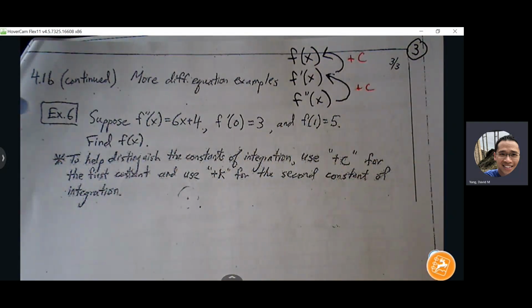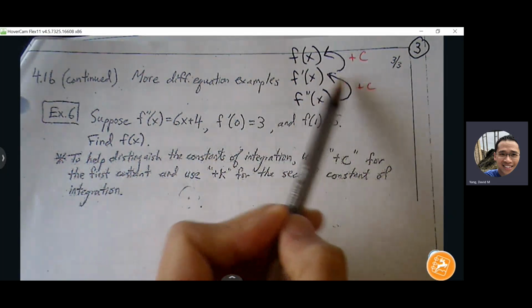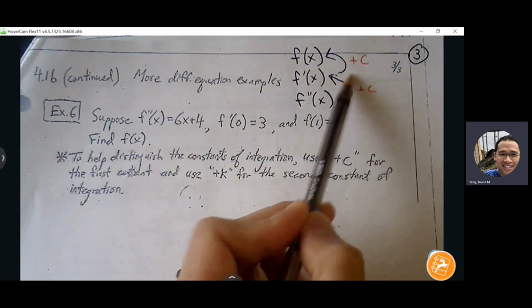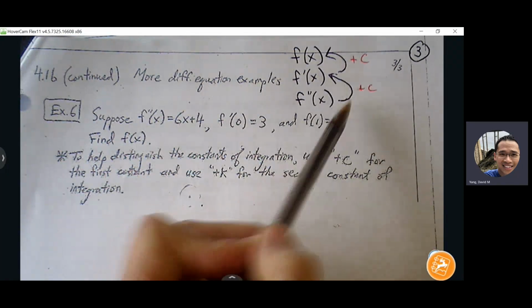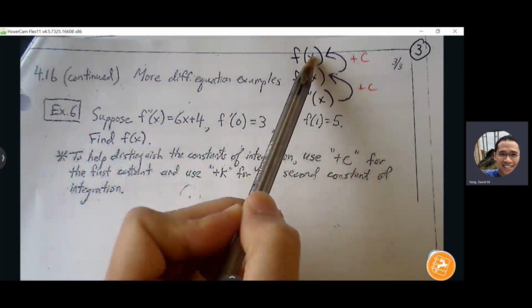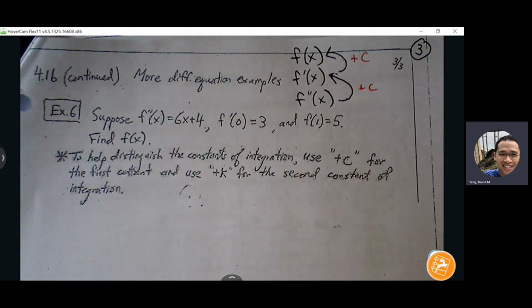So if we want to find a specific solution, we're going to have to keep track of this process and solve for c along the way. We're going to have to solve for c twice if we want to find the antiderivative twice to get up to the function level.